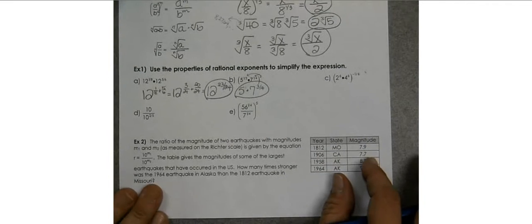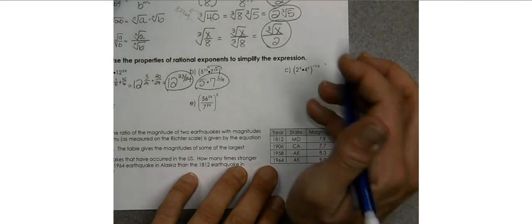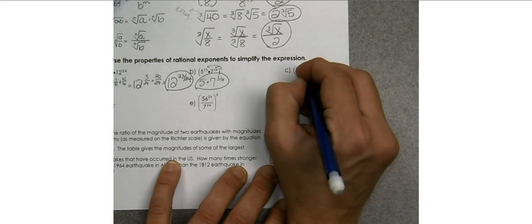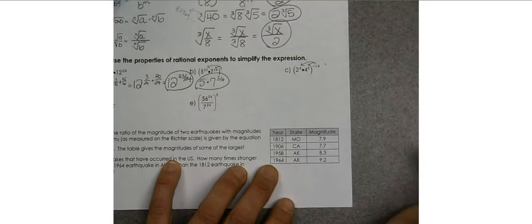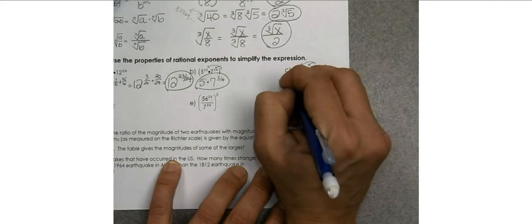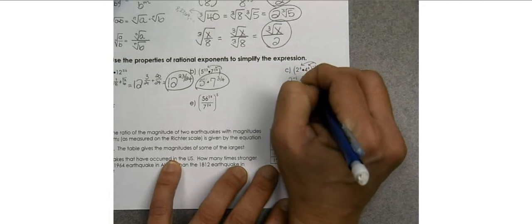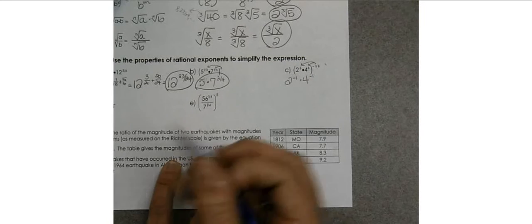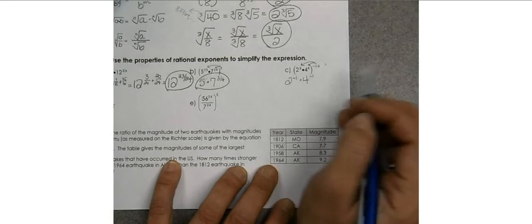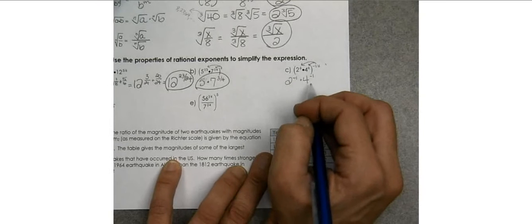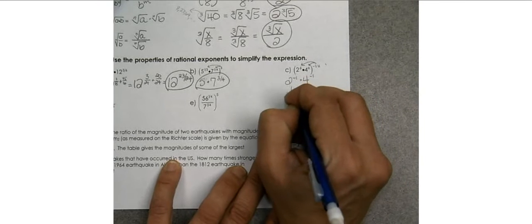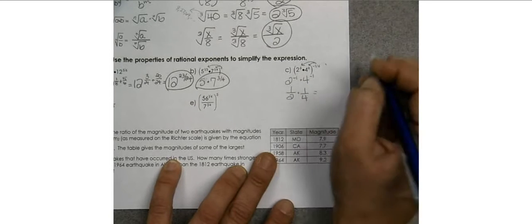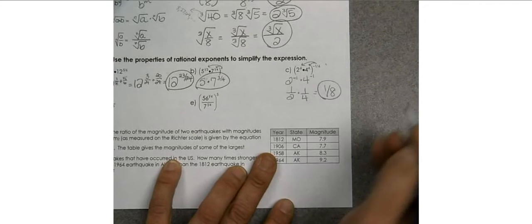Okay? Let's look at C. C, we have 2 to the 6 times 4 to the 6 to the negative 1/6. Well, let's apply this exponent to each of these. And 6 times negative 1/6 is negative 1. Again, 6 times negative 1/6 is negative 1. And then I have 2 to the negative 1 times 4 to the negative 1. Well, I can't do operations until I get rid of these exponents. 2 to the negative 1 is like 1/2. 4 to the negative 1 is like 1/4. And I can multiply those together and I can get 1/8.